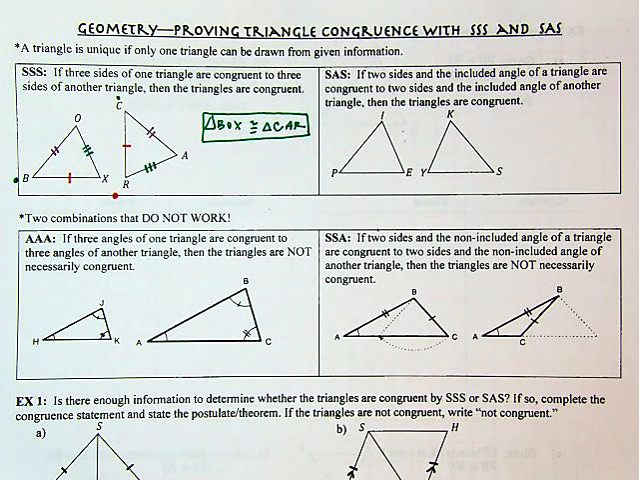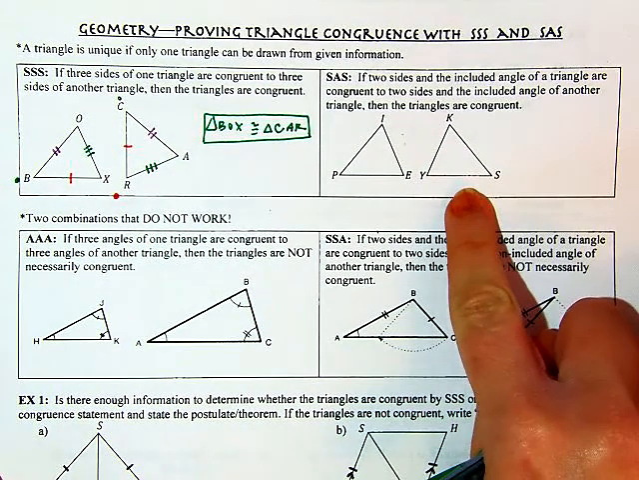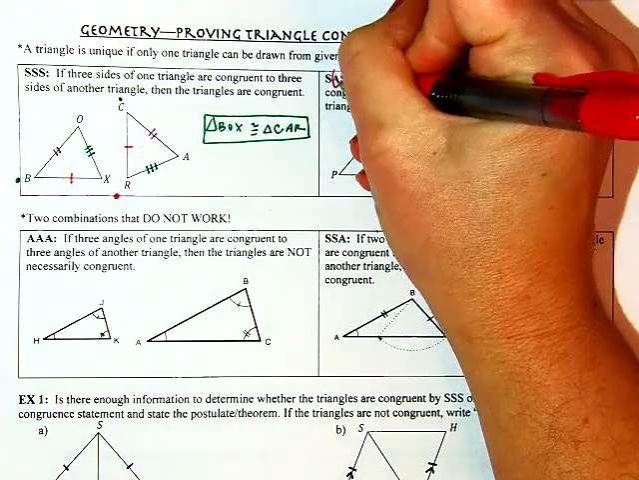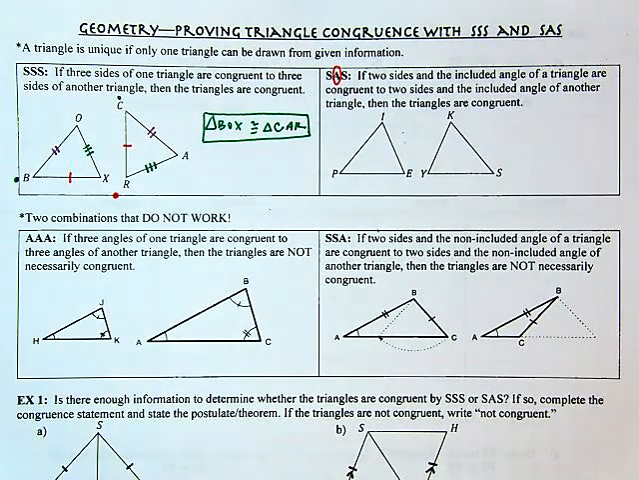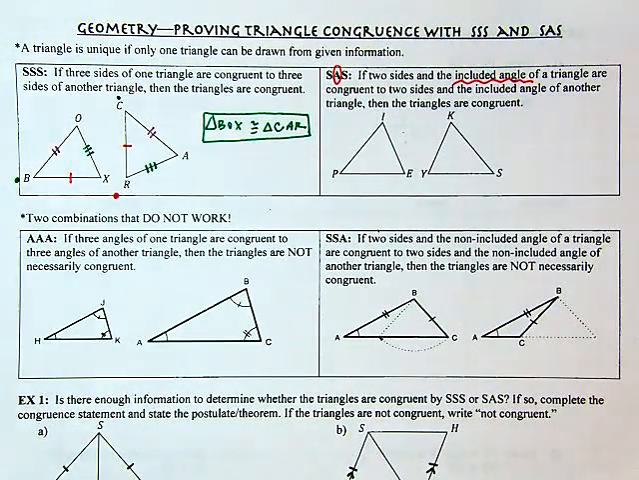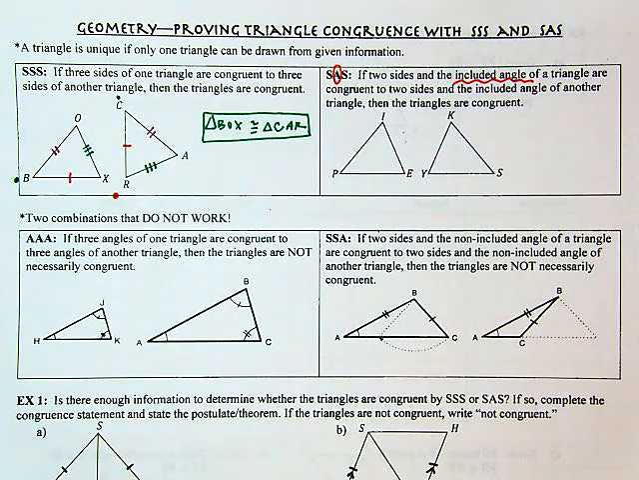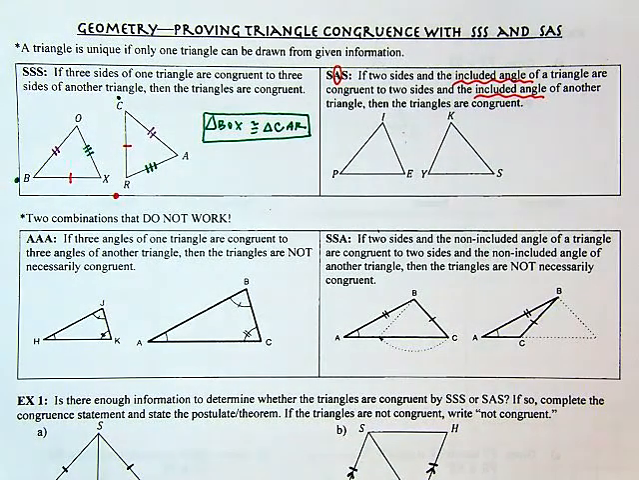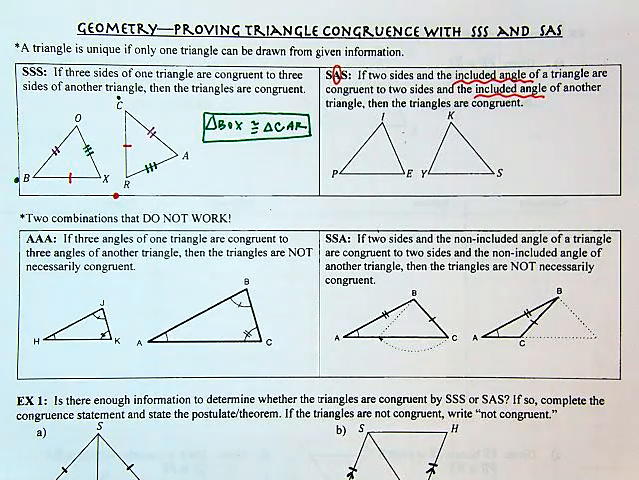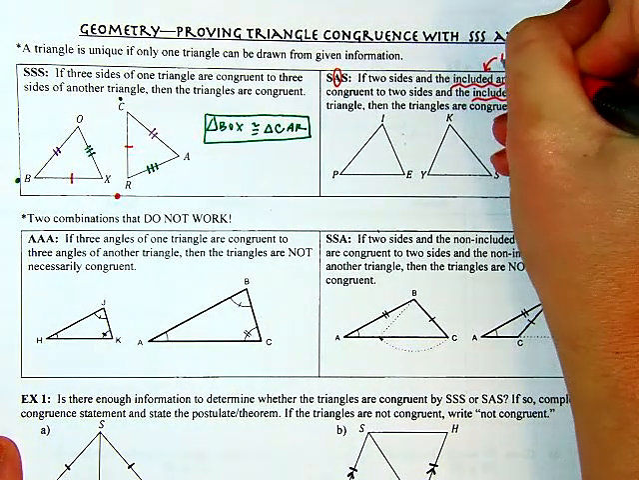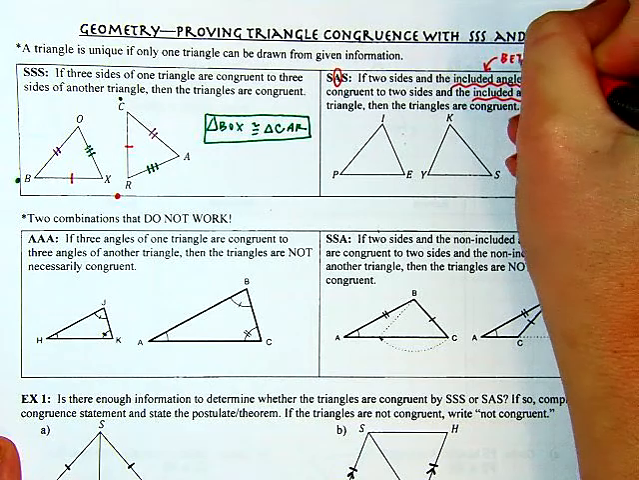Okay, the second one that we're presented with right here is side, angle, side. And there's a reason the A is right in between. So if two sides and the included angle of a triangle are congruent to two sides and the included angle of another triangle, then the two triangles are congruent. So that included part means it has to be between the two known sides.